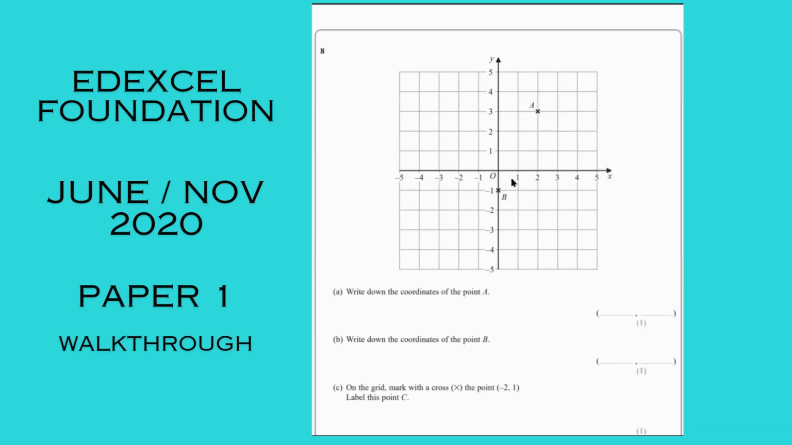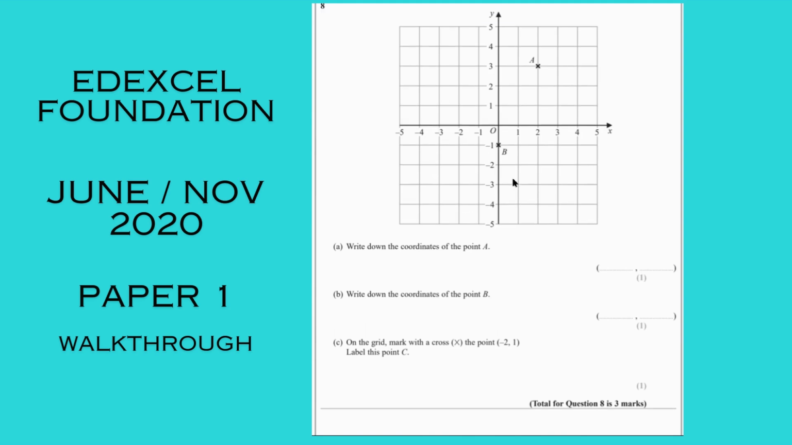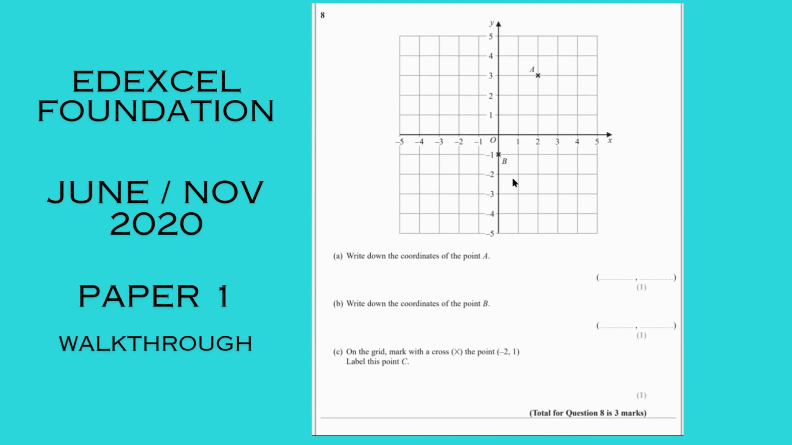Marks earned. Number 7, good old coordinates. So the coordinates of point A is 2 along, 3 up. So 2 to the right, 3 up. Coordinates of B, it's none along, 1 down. So 0, down 1. And finally mark the point, left 2, up 1. In it goes, label it as C.